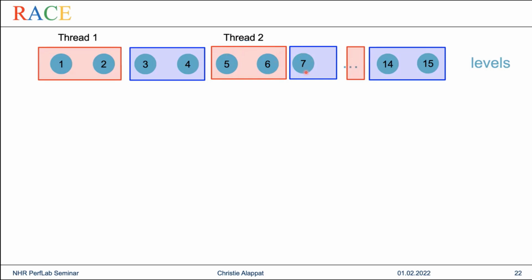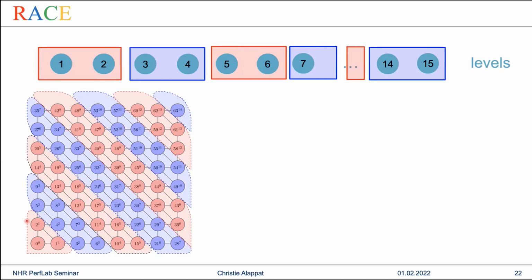So once we do all the red level groups, then we could switch and do the blue level groups. And in this manner, we do not end up in any write conflicts. So on the graph, it looks like this. The first two level groups are the bottom left level groups. Then we have a blue level group, red, blue, and so on.